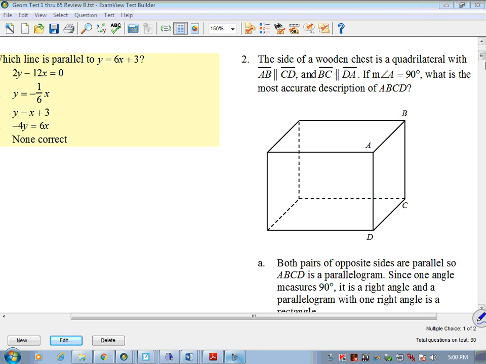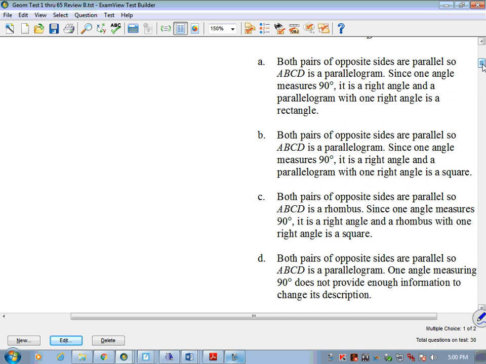If we look down through here, both pairs of opposite sides are parallel, so it's a parallelogram. Since one angle measures 90 degrees, it's a right angle, and a parallelogram with one right angle is a rectangle. That's our answer. It's not necessarily a square like we see in B, because we don't know if it's a rhombus. Both pairs of opposite sides being parallel in C doesn't make it a rhombus, so that's false. On D, it says one angle measure of 90 degrees does not provide enough information. That's not true. We can determine that it's a rectangle. So we get A out of that.